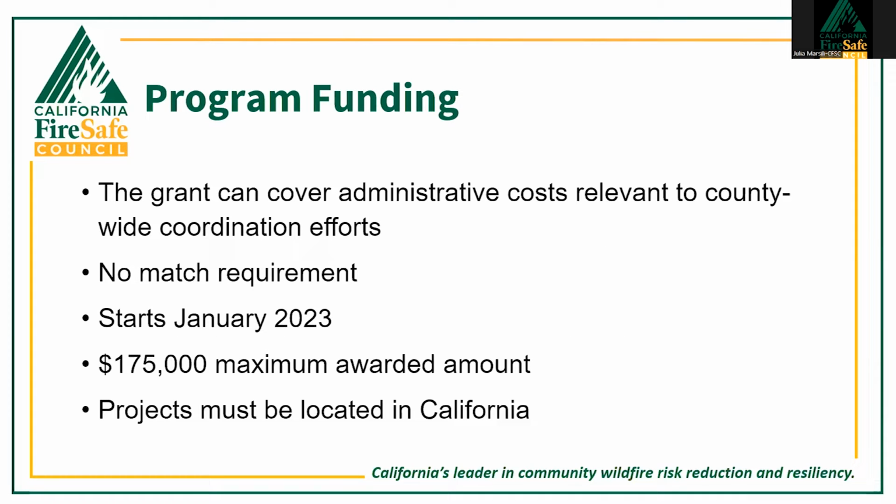The program funding, so this is an administrative grant. It covers administrative costs relevant to countywide coordination efforts. There is no match requirement for this project. Again, we are anticipating that the project will start in January of 2023. We are awarding grants of $175,000, and projects must be located in California.